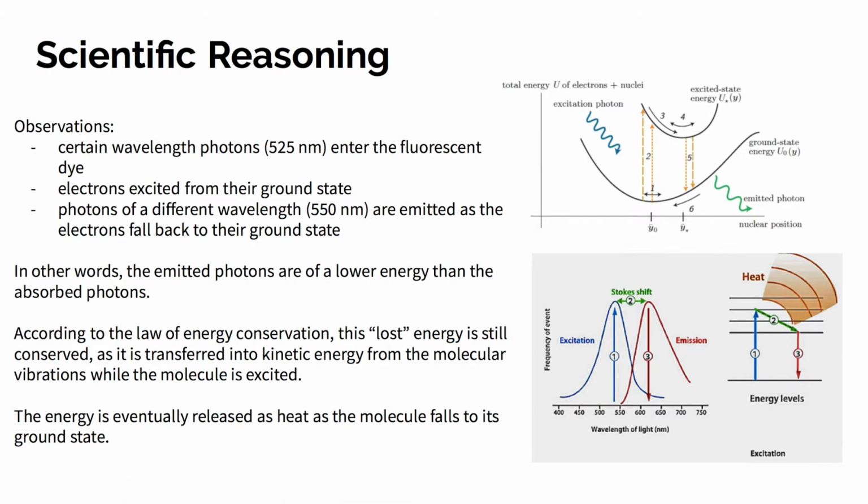We observed a photon of a certain wavelength, 525 nanometers, enter the fluorescent dye and excite electrons from their ground state, and photons of a different wavelength, 550 nanometers, are emitted as the electrons fall back to their ground state. In other words, the emitted photons are of a lower energy than the absorbed photons.